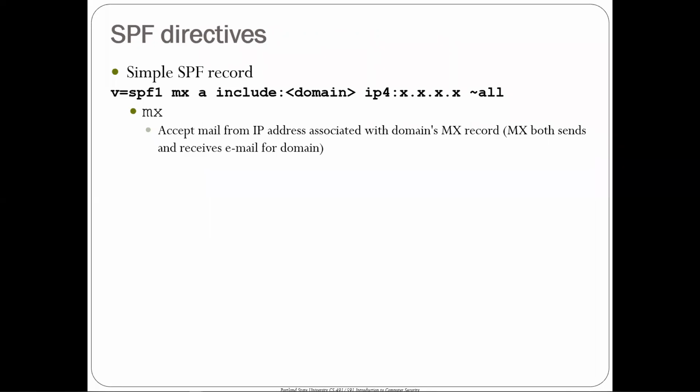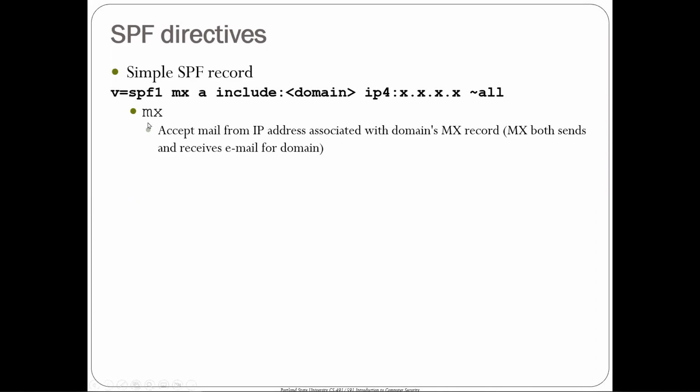And the SPF record has a syntax with a different set of directives. And so here's an example of some of the directives that are common. The MX keyword says accept mail from the IP address associated with the domain's MX record. And so if I get an email from pdx.edu, I can do an MX lookup on pdx.edu, find the IP address, and if that mail exchanger is also the mail transfer agent for the domain, they're one and the same, I'm going to allow that.